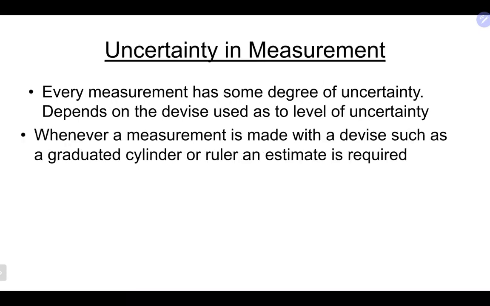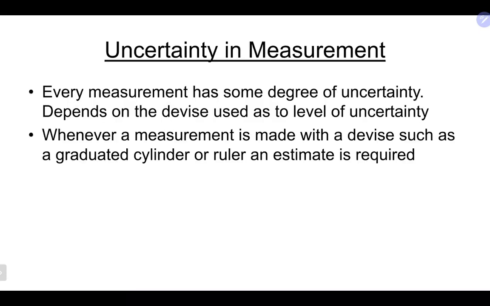So the next thing we're going to talk about is really about measurements. And when we take measurements, no matter what type of measurement you take, there's always some degree of uncertainty in any measurement that you make. The degree of uncertainty will be based on the piece of equipment that you're using, as to how bad or good of a measurement you can take. So for example, let's take an example of a ruler here.